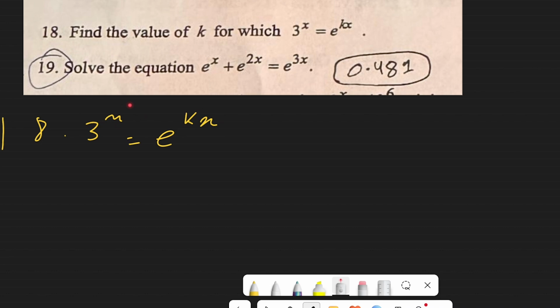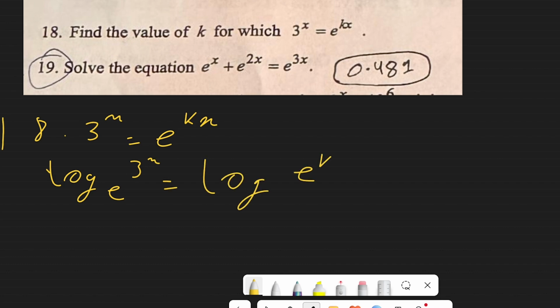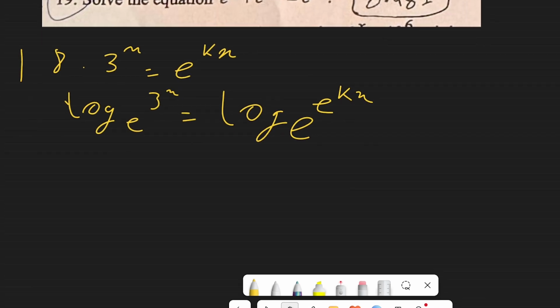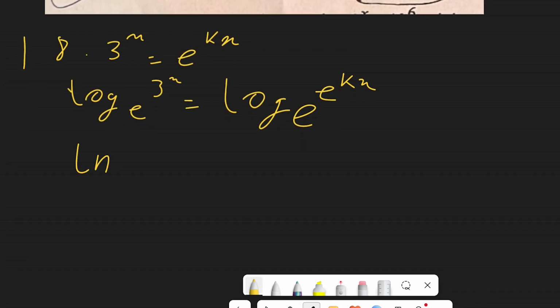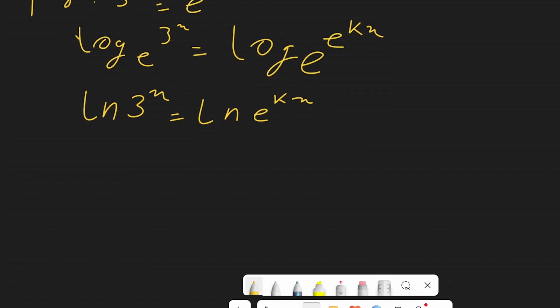Okay, so if I take log to the base e of 3 to the power x, and log to the base e of e to the power kx, this can also be written as ln 3^x is equal to ln e^kx. Both are the same thing, but this is better to write because it is shorter, and log of e is generally written as ln.